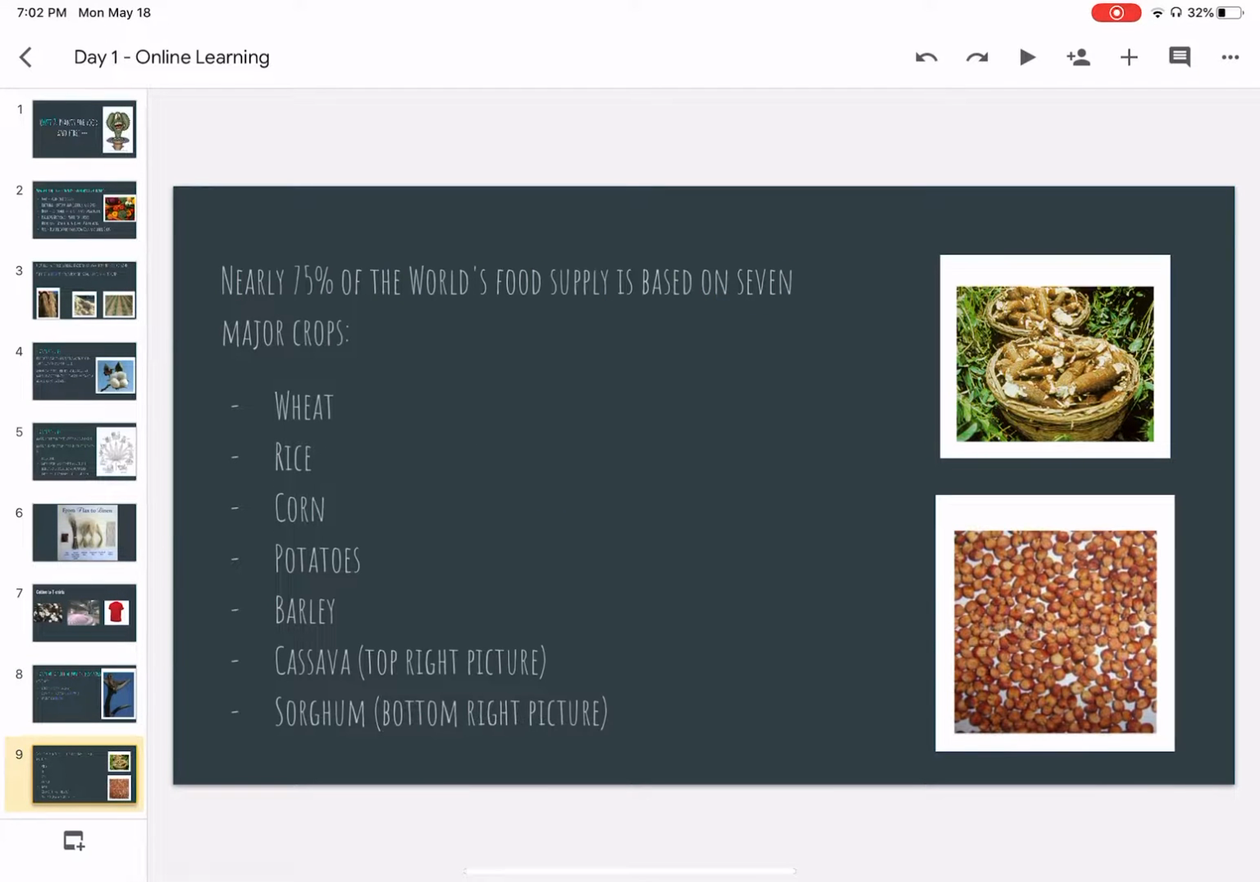So nearly 75% of the world's food supply is based on seven major crops. That's wheat, rice, corn, potatoes, barley, cassava, and sorghum. Those are our main crops, 75% of the world's food supply.